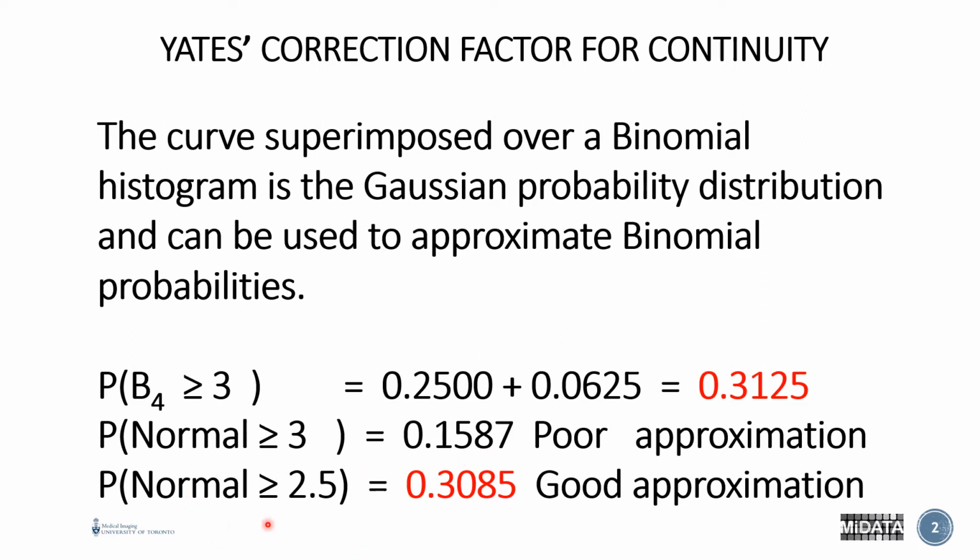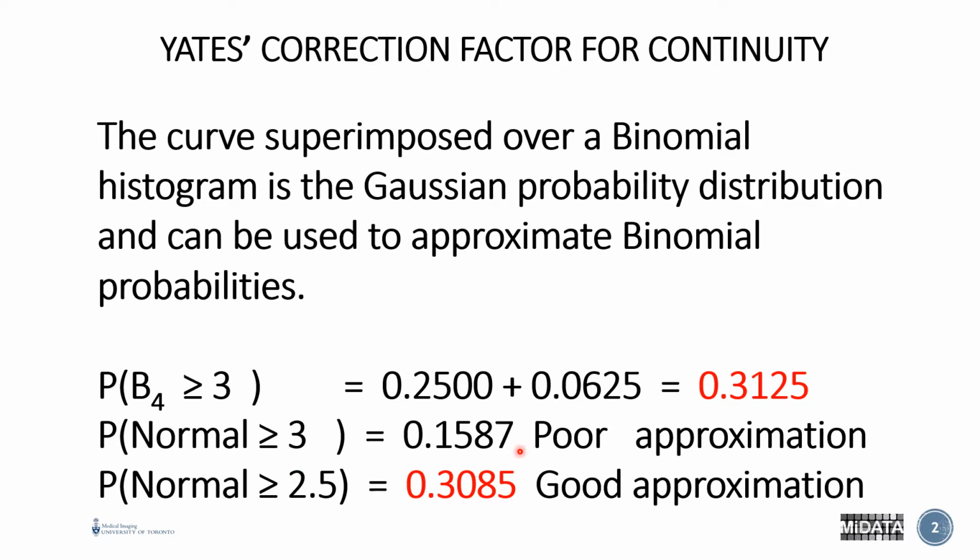However, if you are to shift where you cut down the area by half, so you're going in between 2 and 3, it improves the approximation tremendously. And now you're like, oh, that's actually pretty good. And this is called Yates' correction factor for continuity.